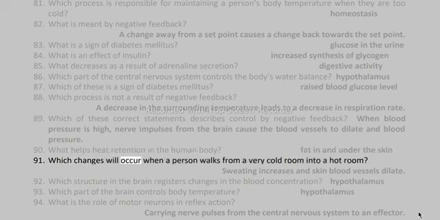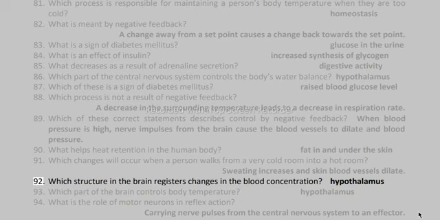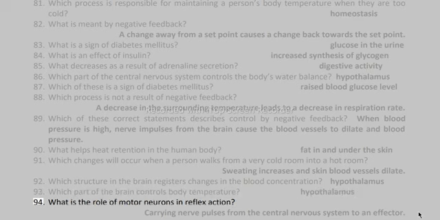91. Which changes will occur when a person walks from a very cold room into a hot room? Sweating increases and skin blood vessels dilate. 92. Which structure in the brain registers changes in the blood concentration? Hypothalamus. 93. Which part of the brain controls body temperature? Hypothalamus.